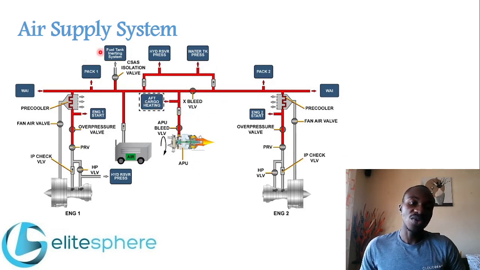On an Airbus, there is also this additional function which is the fuel tank inerting system, but this is not on all aircraft. Remember, different types of aircraft have different systems and different components and different uses of various systems.